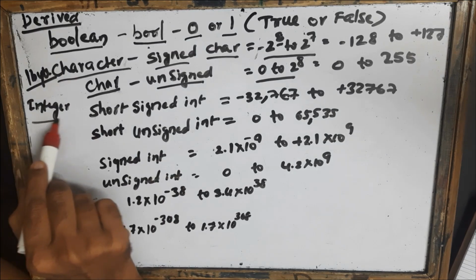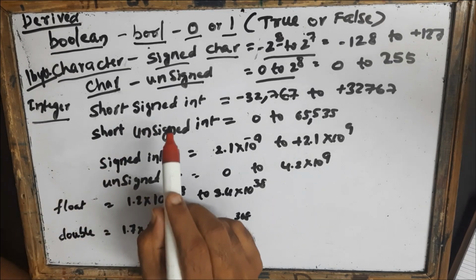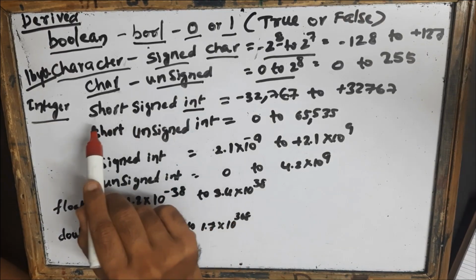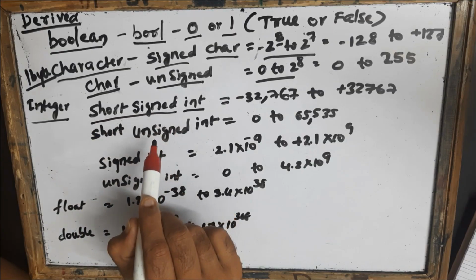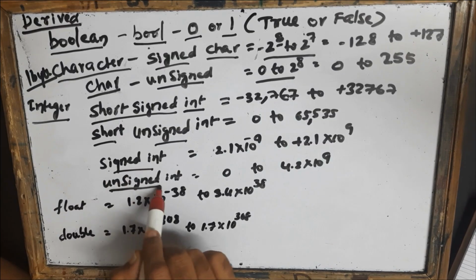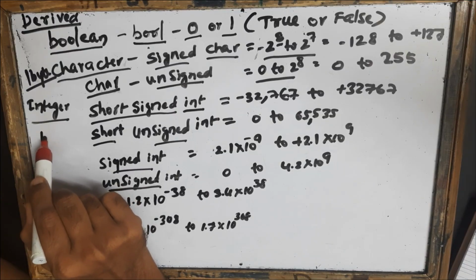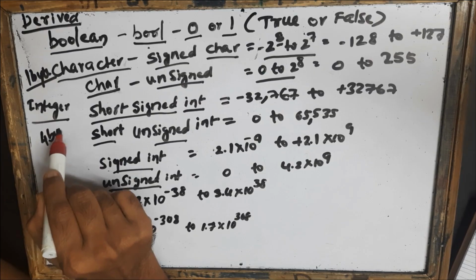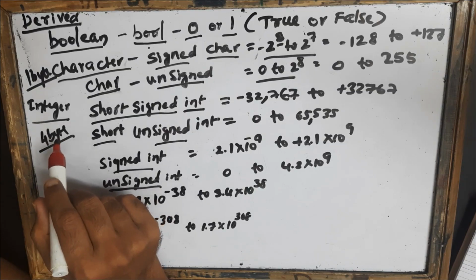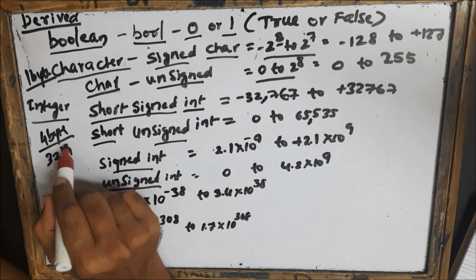Okay, the next data type is integer. The fundamental type is integer, where we can have short signed int, short unsigned int, signed int and unsigned int. If you consider integer as 4 bytes, on all modern computers the compiler CPU width will be 4 bytes, that means 32 bits.